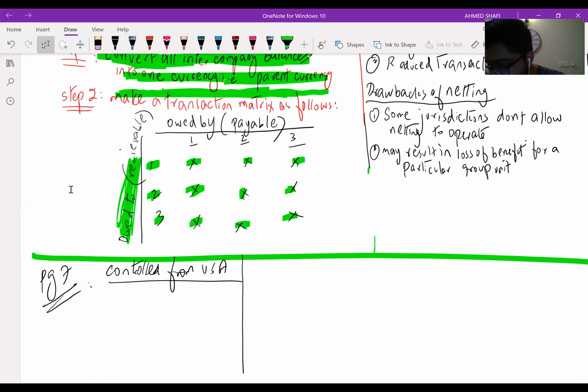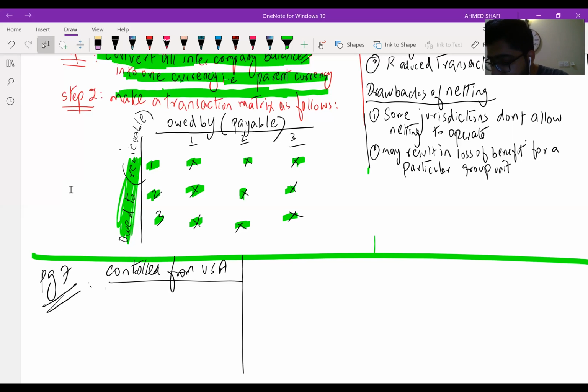The next one: receivable is South Africa, payable is UK, balance is 740,000 GBP, Great British pounds, and receivable is South Africa, payable is France, the balance is 375,000 euros. Either you say owed by, owed to, or receivable, payable, it is the same thing. Exchange rates are South African rands per dollar 6.126, pound per dollar 0.680, euro per dollar 5.88.